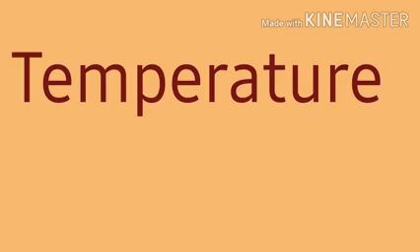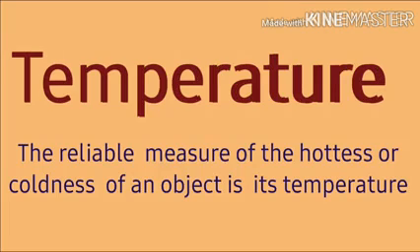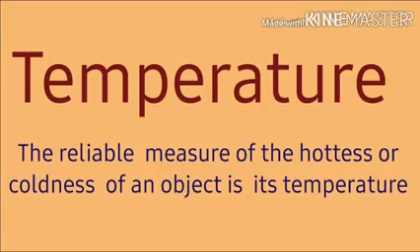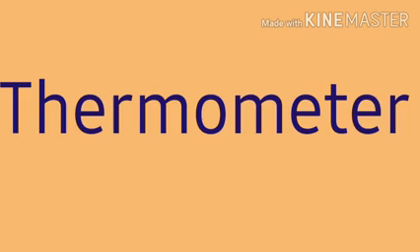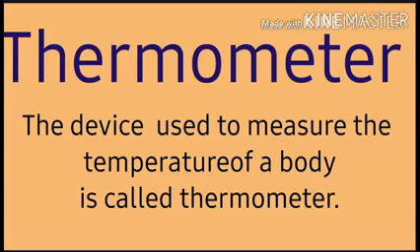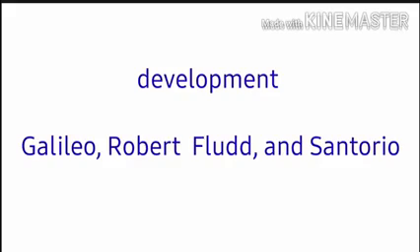Next topic is temperature. The reliable measure of the hotness or coldness of an object is called temperature. Temperature is measured by a device called a thermometer. Thermometer. The device used to measure the temperature of a body is called a thermometer. The thermometer was invented in steps. Some developments were made by Galileo, Robert Ford and Centurio.